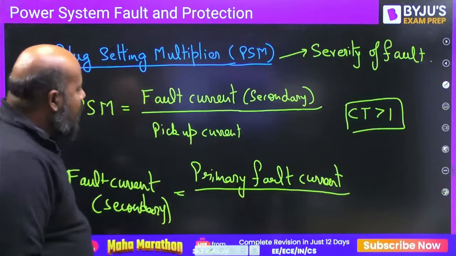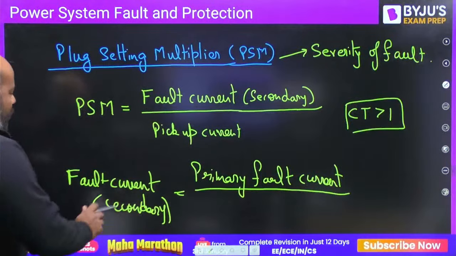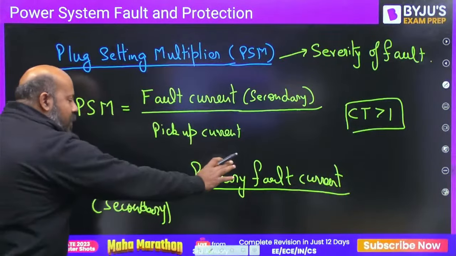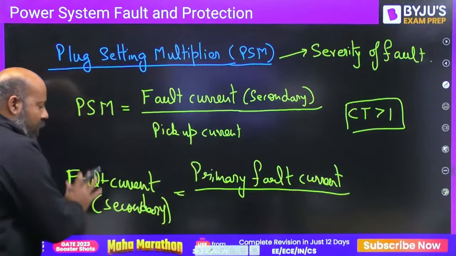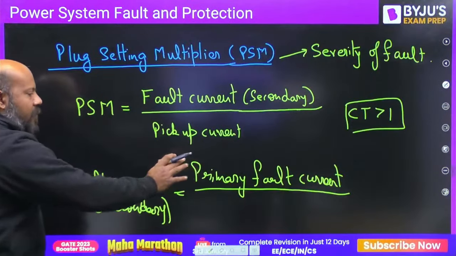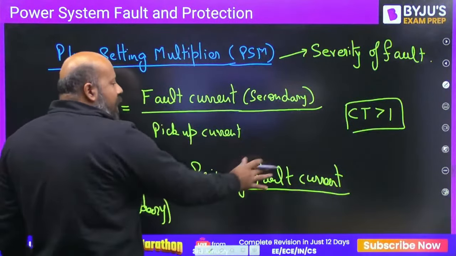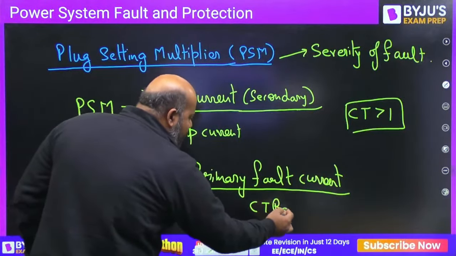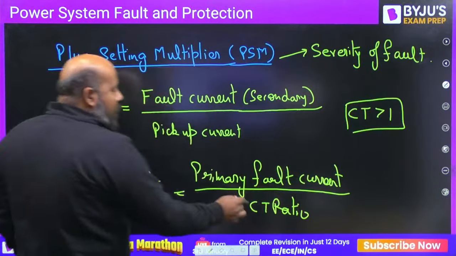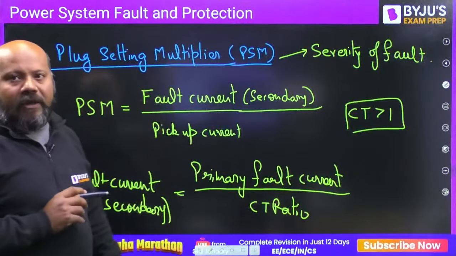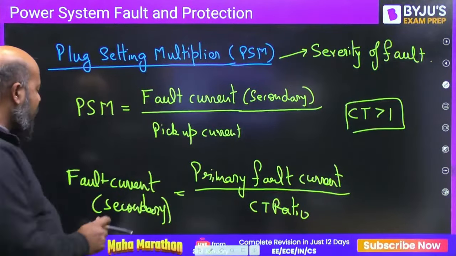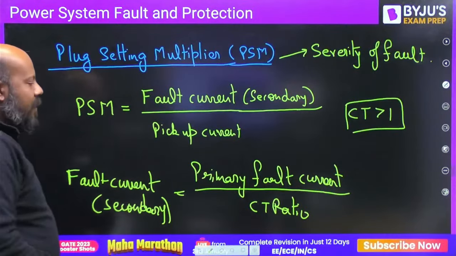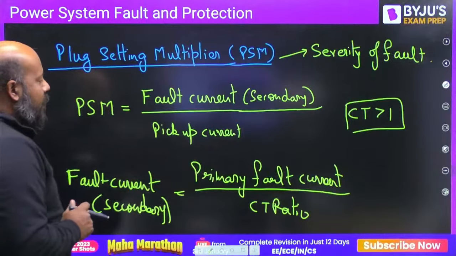Okay. Now, fault current in the secondary is going to be a smaller value and primary fault current is going to be a higher value. So, if you want a smaller value from a higher value, what will you do? You will divide that higher value by something which is greater than 1, so divide it by CT ratio. And you remember that CT ratio you are defining as more than 1. So you are getting a smaller value for fault current in the secondary by dividing it by CT ratio.